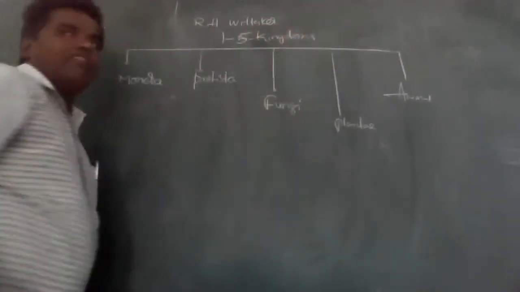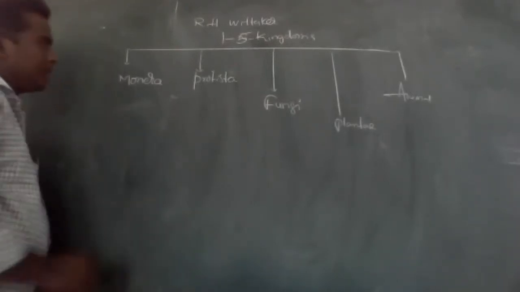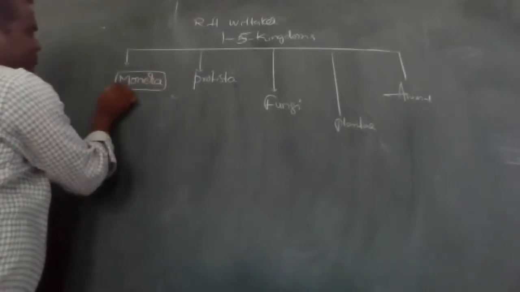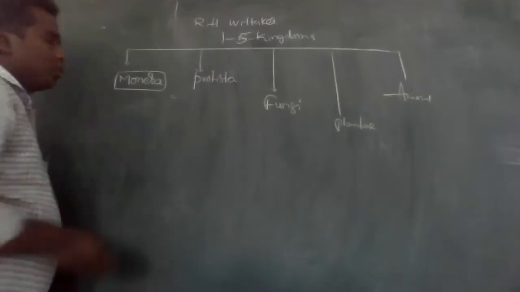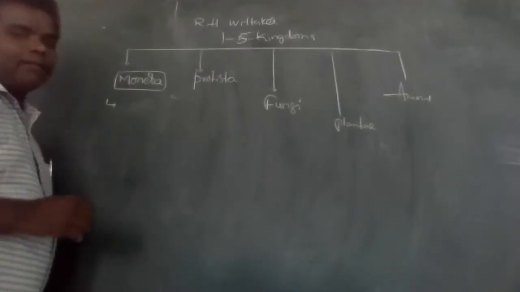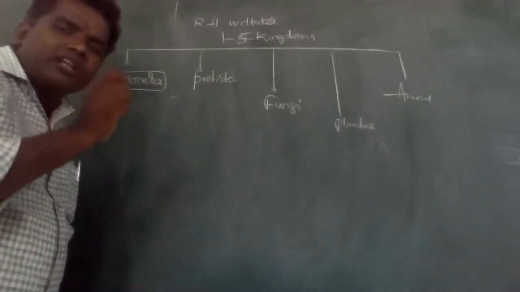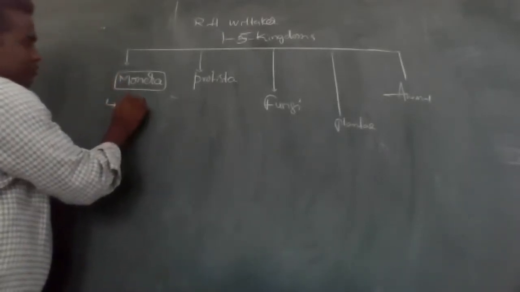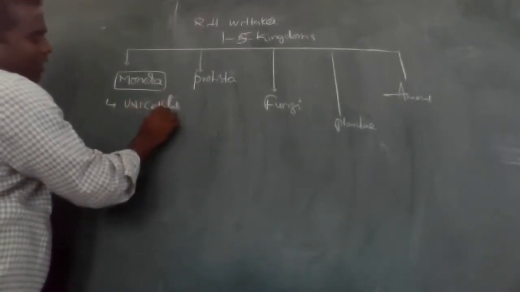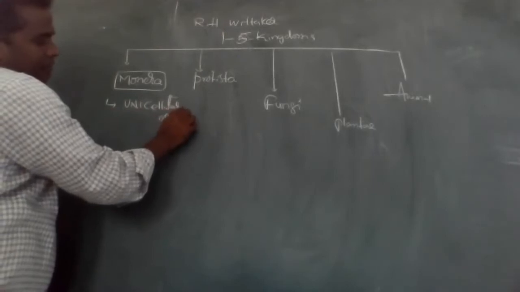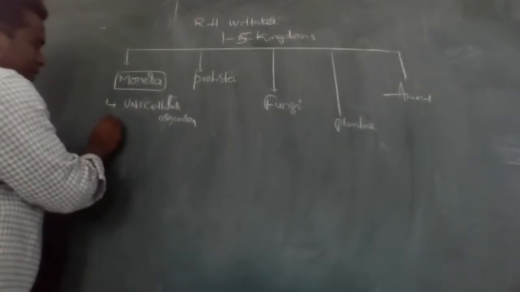I think you know the fundamentals very well. So first, Monera. What is the Monera highlight point? In this Monera, it is, for the first, unicellular organisms. First bullet point: unicellular organisms.